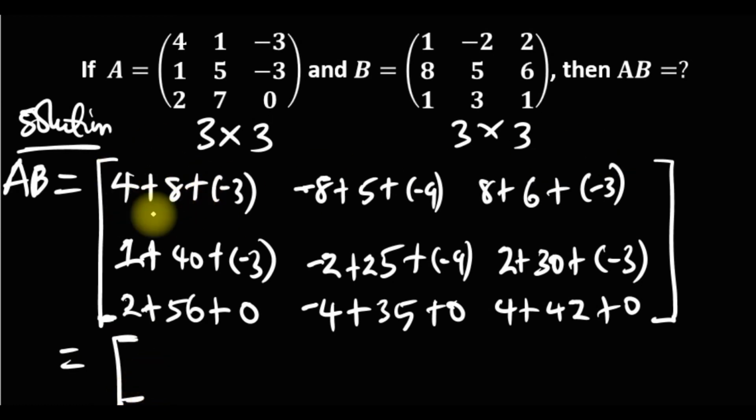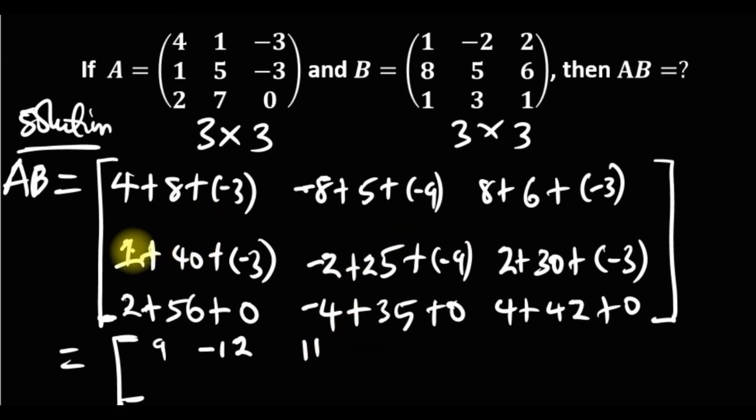Let's add now. This is 12. 12 minus 3 is 9. Minus 8 plus 5 is minus 3. Minus 3 plus minus 9 is minus 12. 8 plus 6, 14. 14 minus 3 is 11. So we are done with the first row.